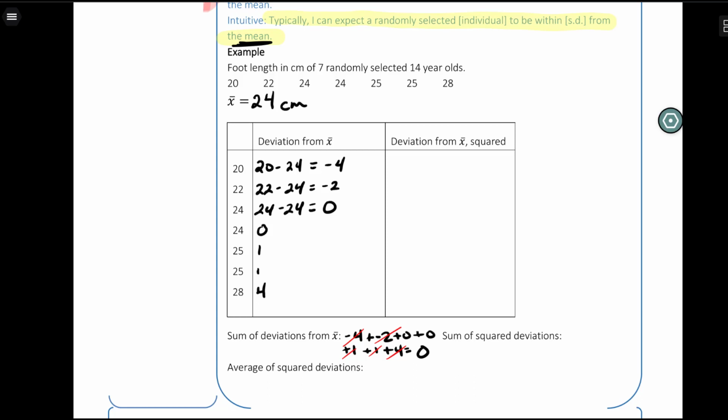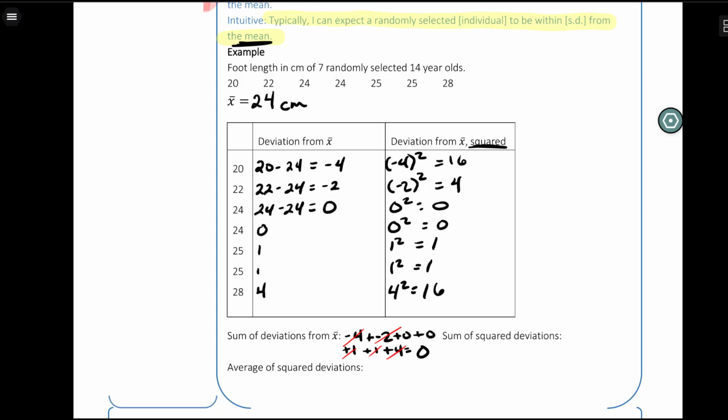So what we need to do is find a way to handle these negative and positive values. And the way we do that is we square, because what happens when you square a negative number? It becomes positive. So let's do that for all of these, squaring each one all the way down the line. Now, let's go ahead and take the average of these squares.